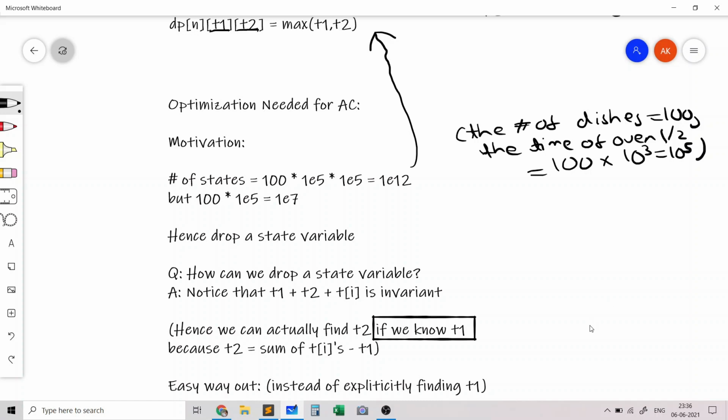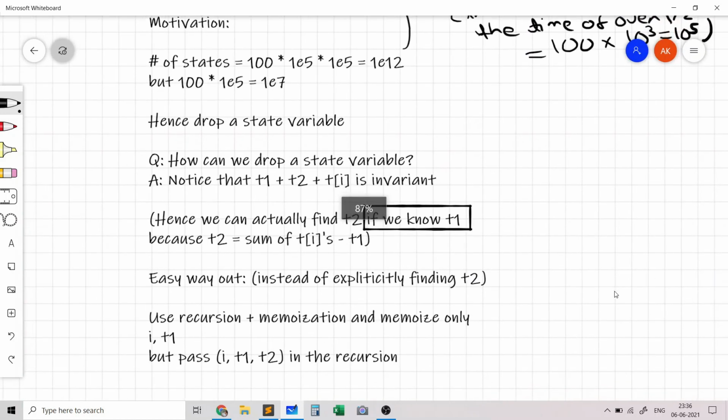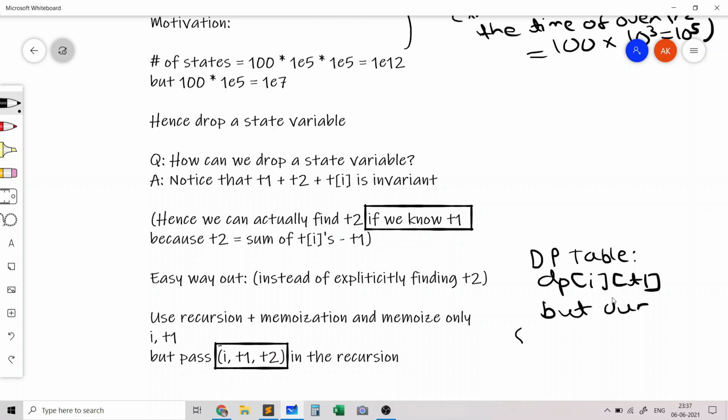The easy way out, instead of explicitly finding T2, is that we use recursion plus memoization. So how do we use recursion plus memoization? What we basically do is that we pass i, T1, T2 in the recursion, but what we memoize is i, T1. So this basically means that our DP table stores i, T1, but our recursive function, so our solve function, would look like i, T1 and T2.